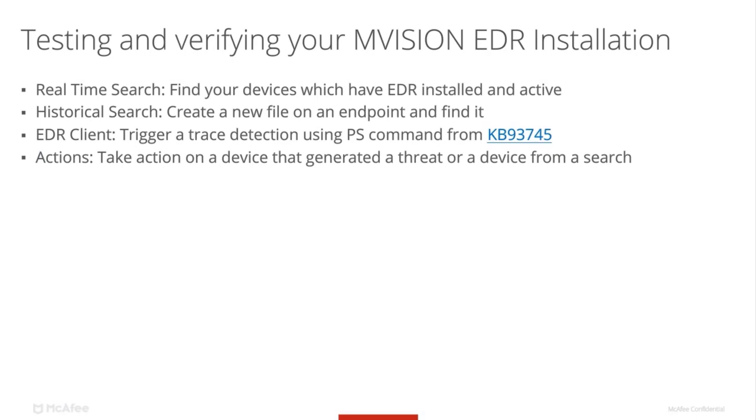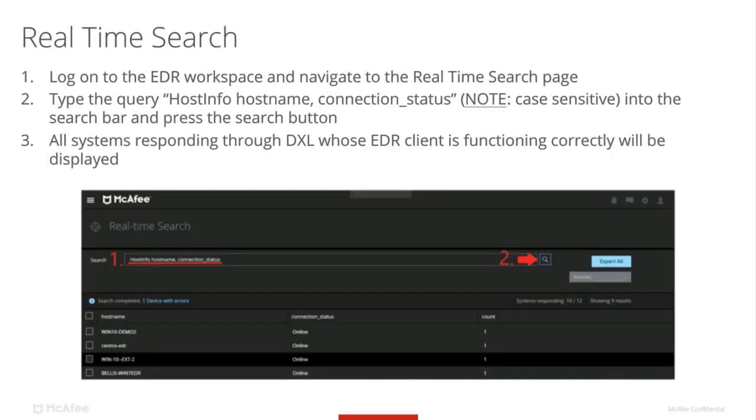To test the real-time search function, you first need to log on to the EDR workspace and navigate to the real-time search dashboard. From there, type the query HostInfo hostname connection_status into the search bar. Please note that that is case sensitive, and press the search magnifying glass icon.